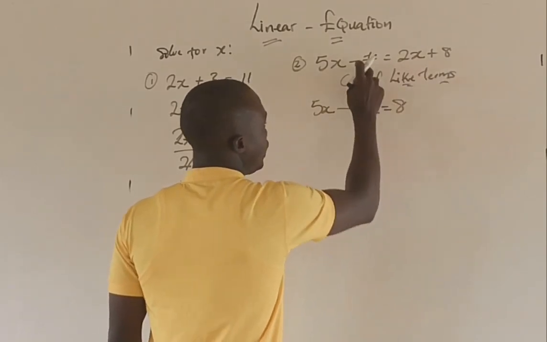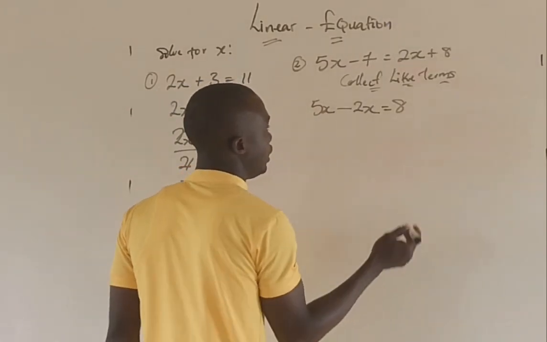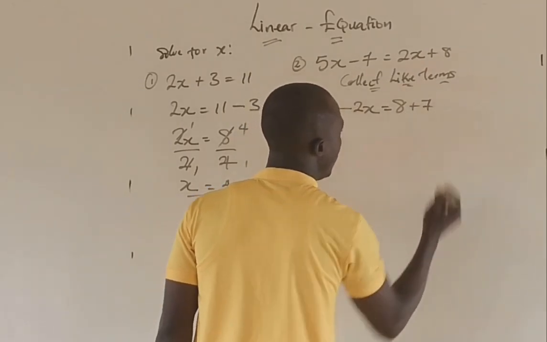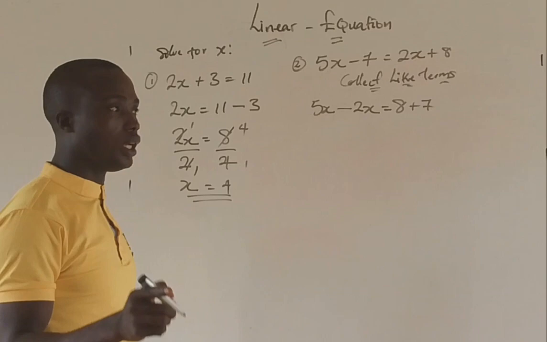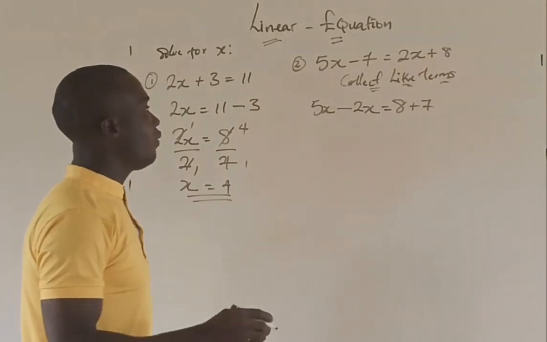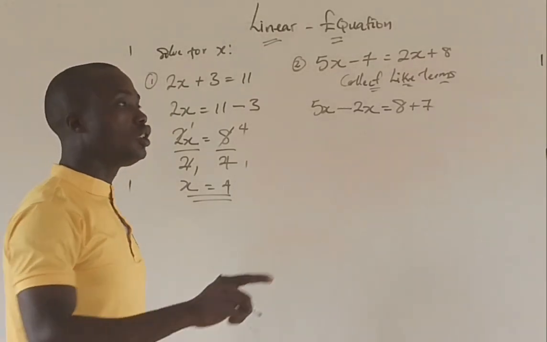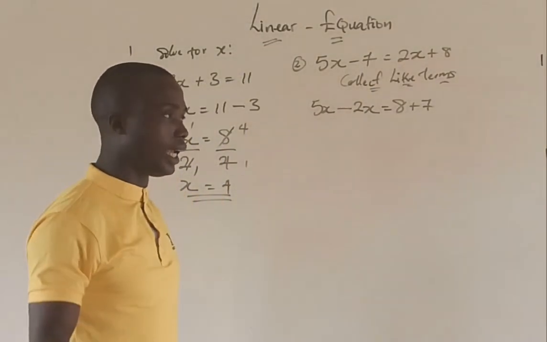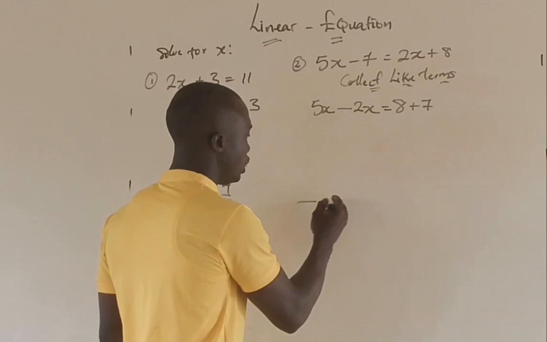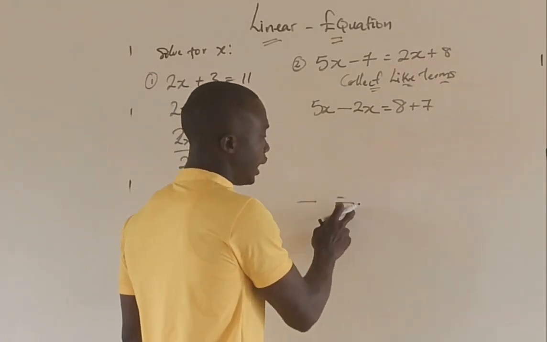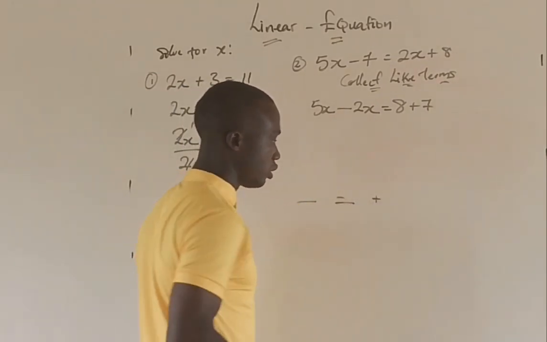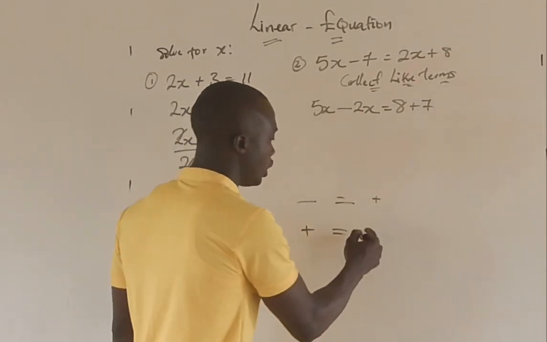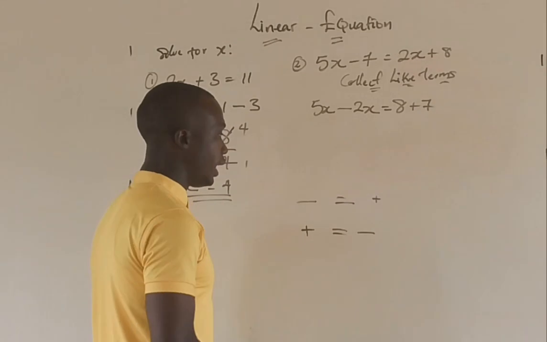Then this one here will come over to this side. Minus will change to plus 7. Now don't forget, whenever a sign is crossing the equality sign, it will change to the opposite sign. That is, if minus is crossing the equality sign, it will change to plus. Then if plus is crossing the equality sign, it will change to minus. So that's how it works.